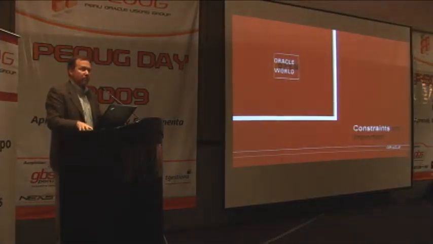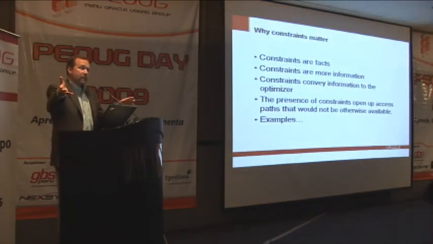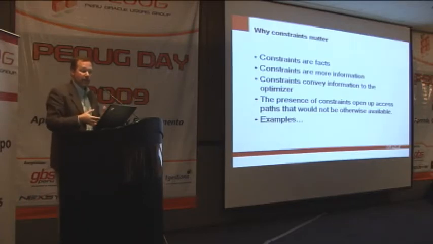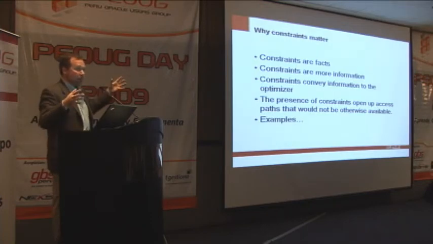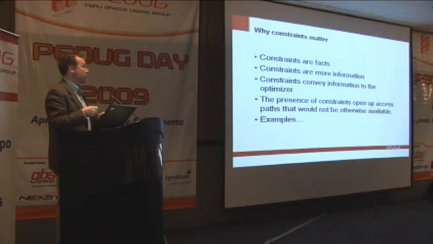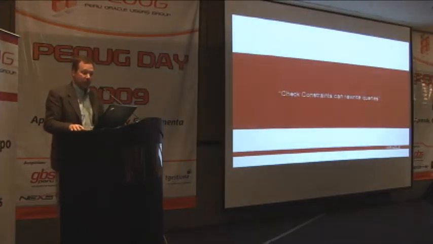Constraints are important. So getting beyond just data types, constraints are facts. They tell the optimizer, they tell the database, they tell you and me about the data. They contain more information. They convey this information to the optimizer. Most importantly, the presence or lack of constraints open up or remove access paths that would not otherwise be available. Here are a couple of examples, and this is not the finite set of examples. These are just a few high-level ones.